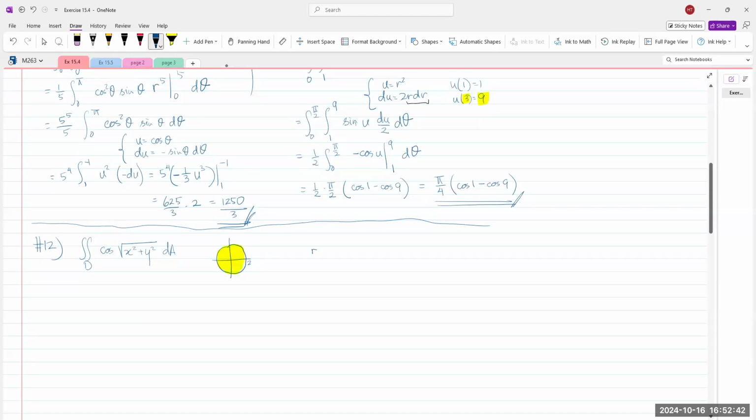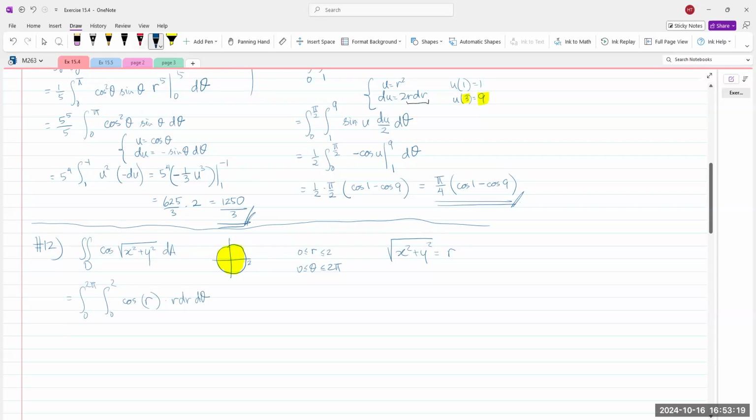So r will be from 0 to 2, and theta will be from 0 to 2 pi. When we do the substitution, theta goes from 0 to 2 pi and the radius from 0 to 2, of cosine of the square root of x squared plus y squared. Well, x squared plus y squared equals r squared, so taking the square root gives us r, right? Times dA, which will be r dr d theta.